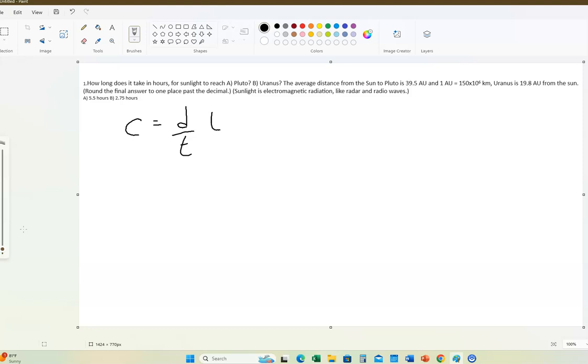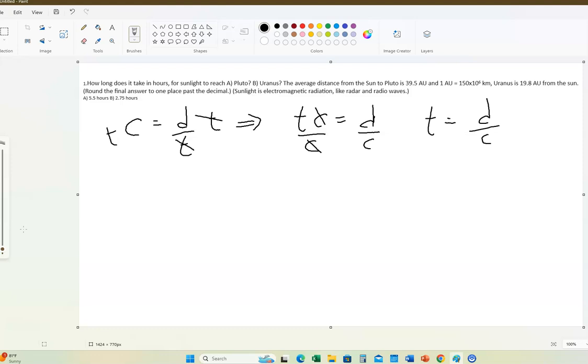So if I multiply both sides by t, the t's cancel on this side, and this entire thing becomes t times c is equal to d. To isolate the t, I have to divide both sides by c. These are basic algebraic manipulations. So t is d divided by c. That's really what we're looking for. t is the distance divided by the speed of light.